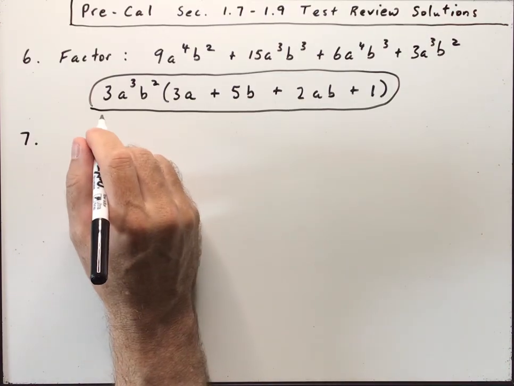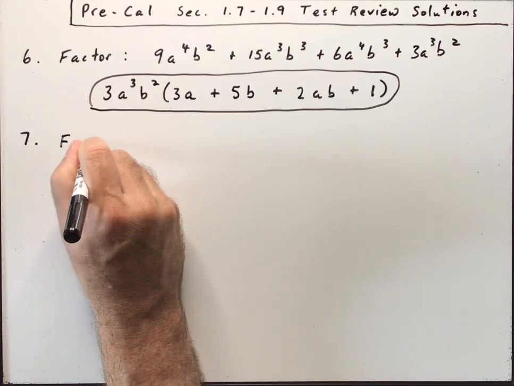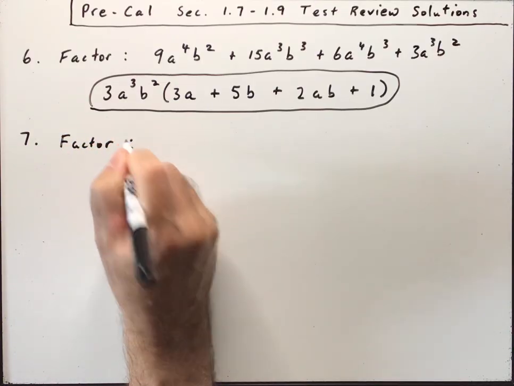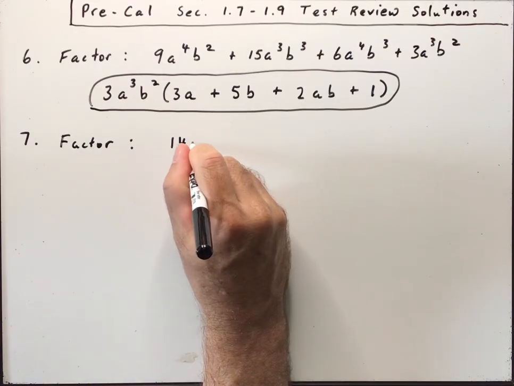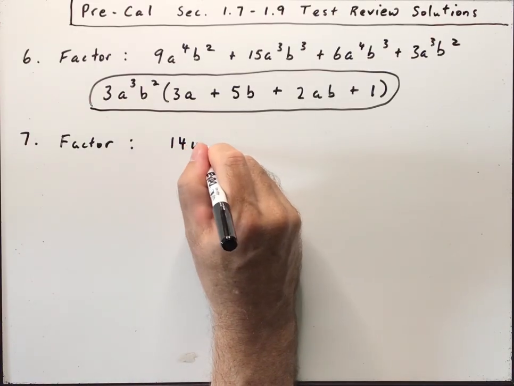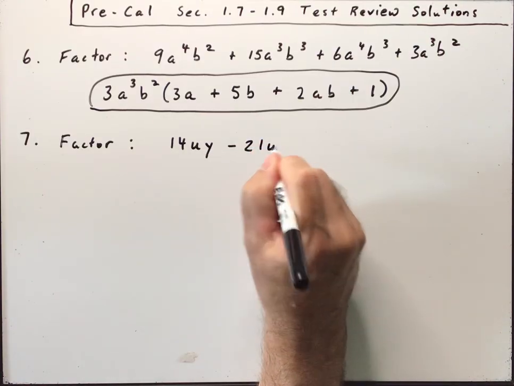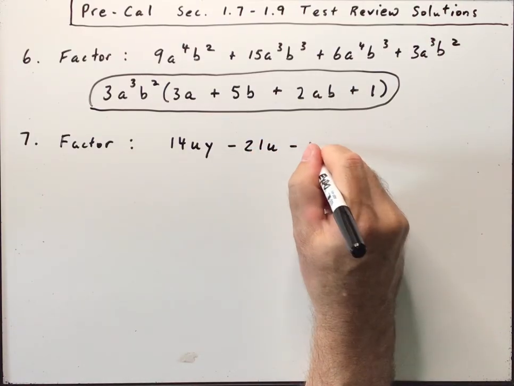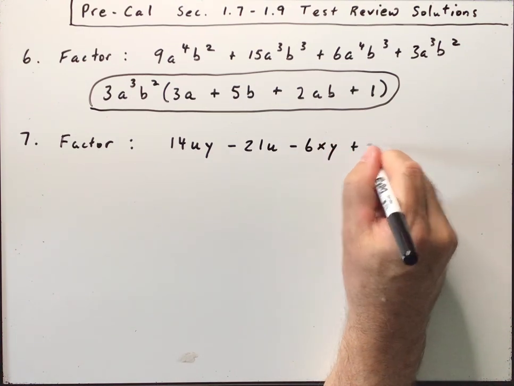All right, so number 7, I tell you to factor by grouping. So that makes it easy. We have 14uy minus 21u minus 6xy plus 9x.